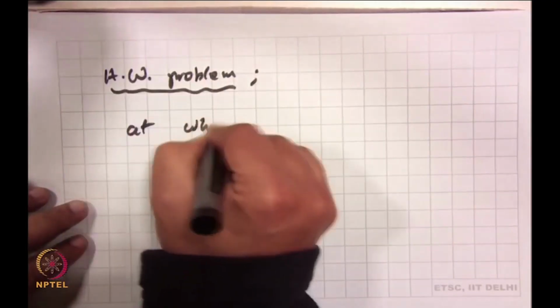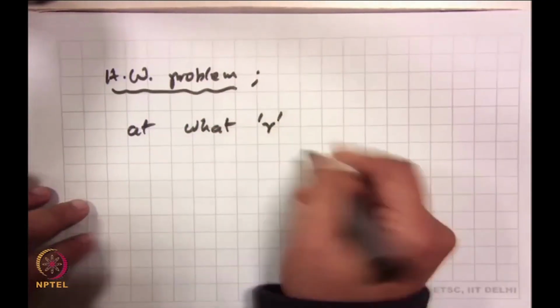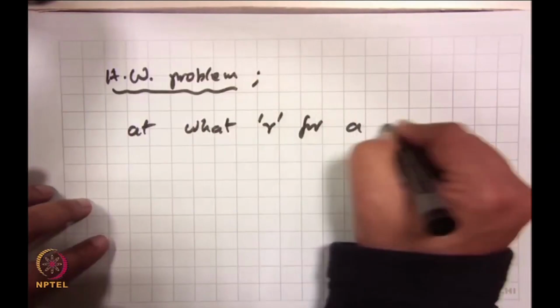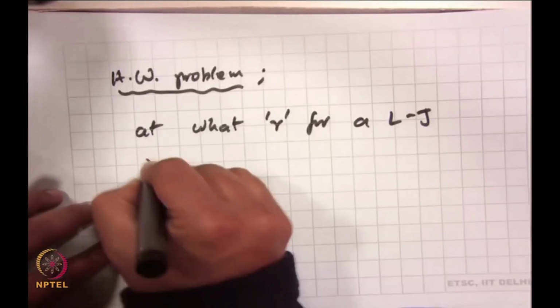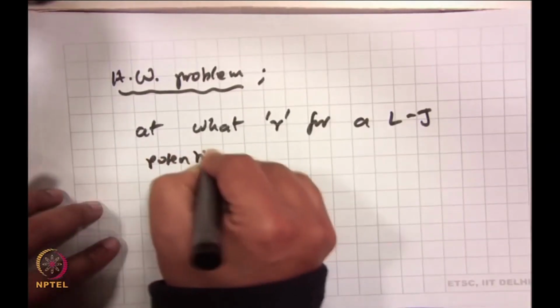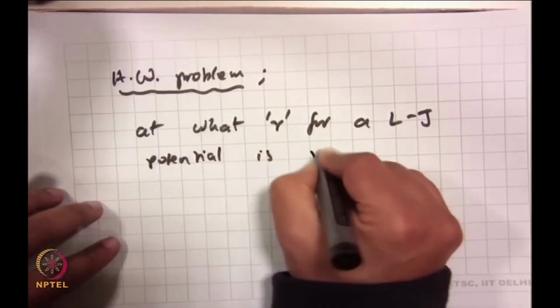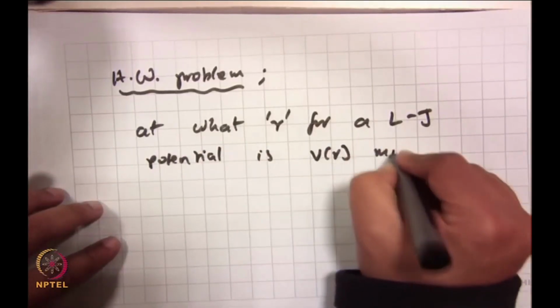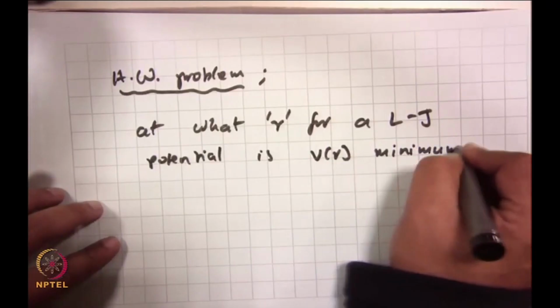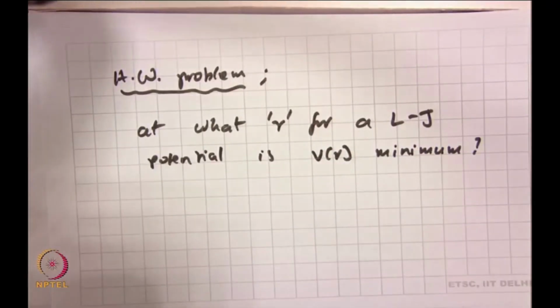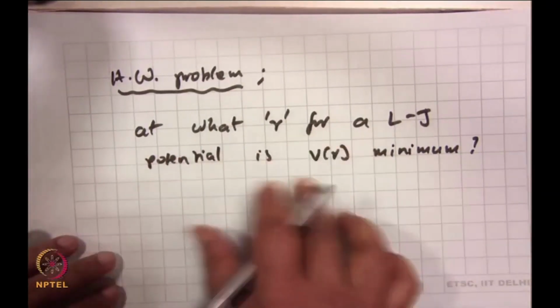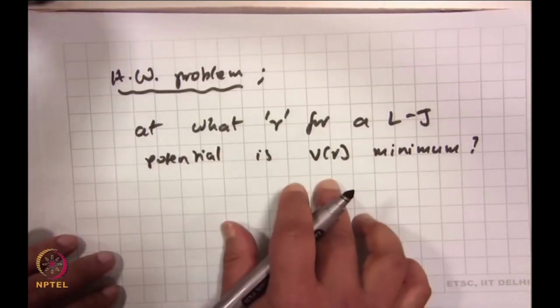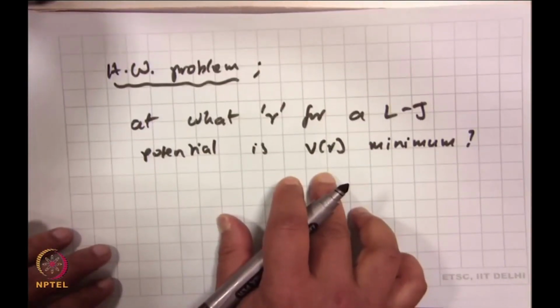At what r for a Lennard-Jones potential is V of r minimum? At what r for an LJ potential is V of r minimum? That means your potential is minimum, right.